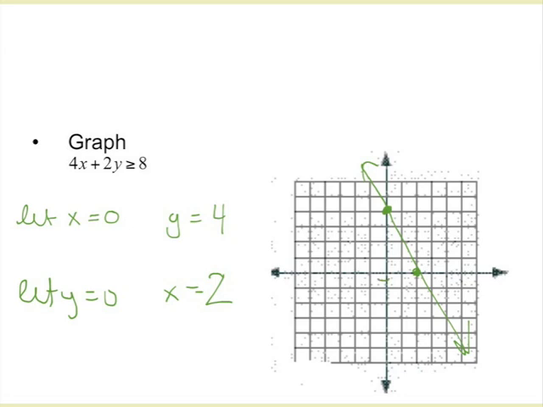I'm going to choose to test 0, 0 because I can. And plug it in. 0 plus 0 is greater than or equal to 8. True or false? False. 0 is not greater than 8. So I'm going to shade over here. Questions? How do you get the, if x and y are 0, what are y and x?